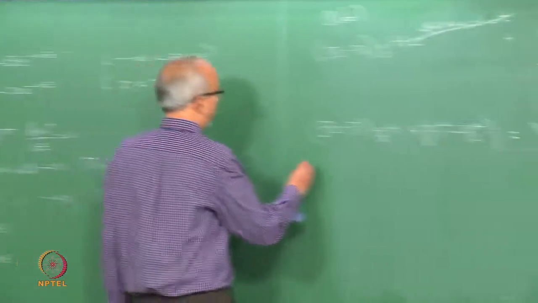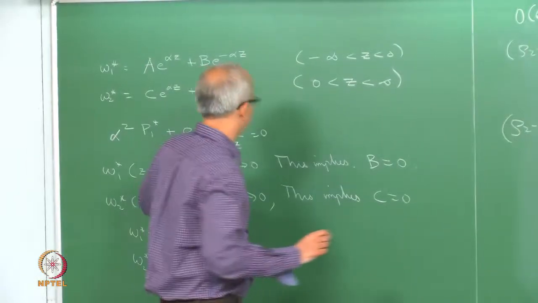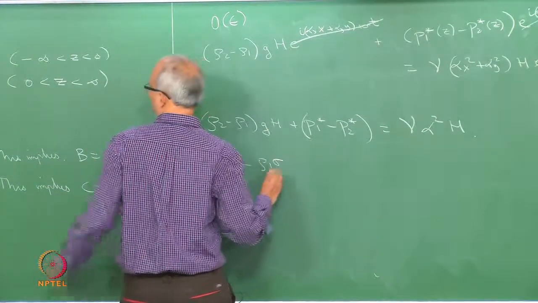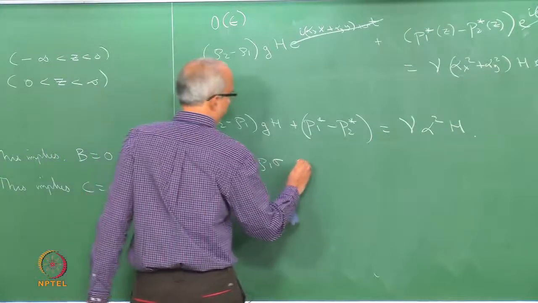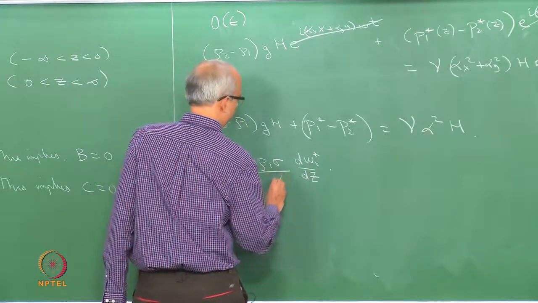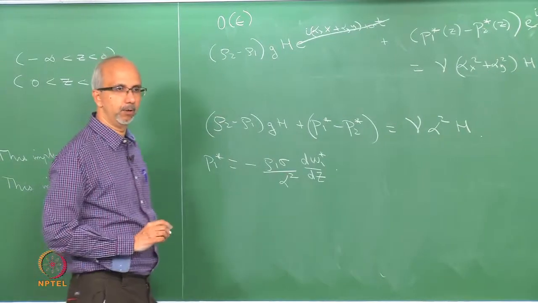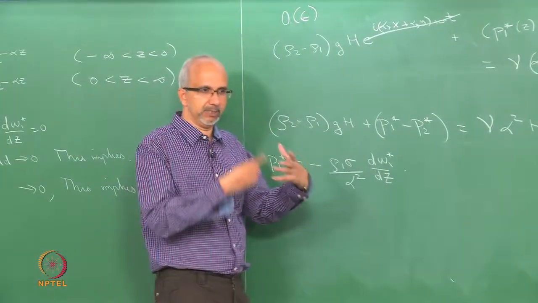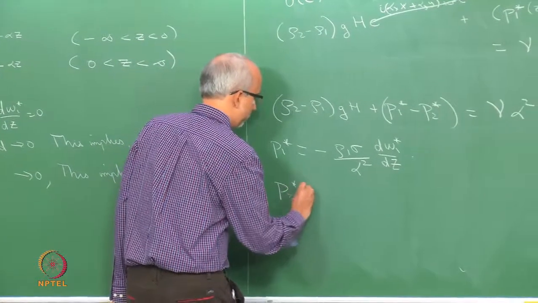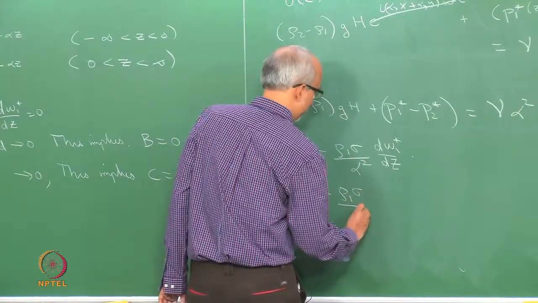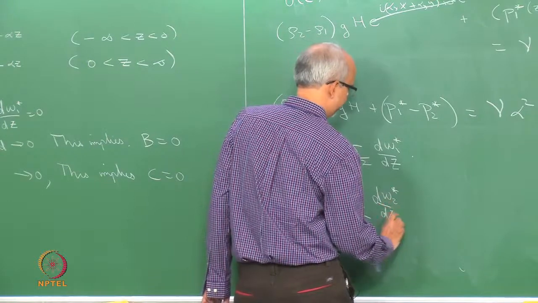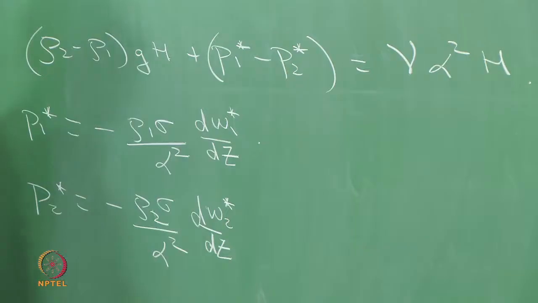So what is p1 star? From this equation of continuity that we got, p1 star is minus rho 1 sigma dw1 star by dz divided by alpha squared. Okay, and that we got yesterday by doing some elimination. So I am just using that relationship. P2 star is going to be minus rho 2 sigma by alpha squared dw2 star by dz.